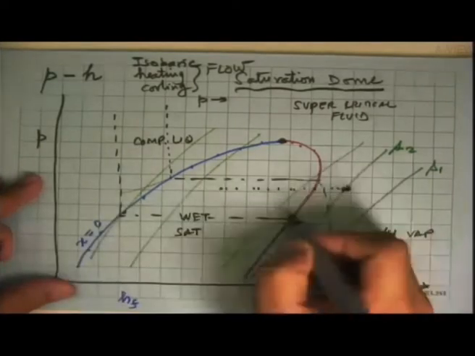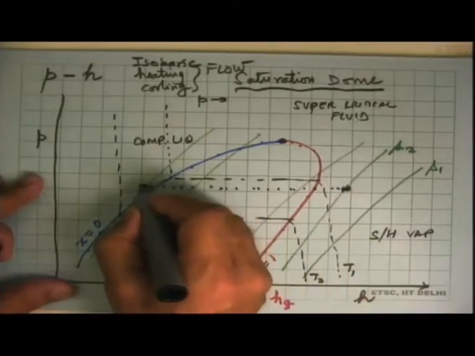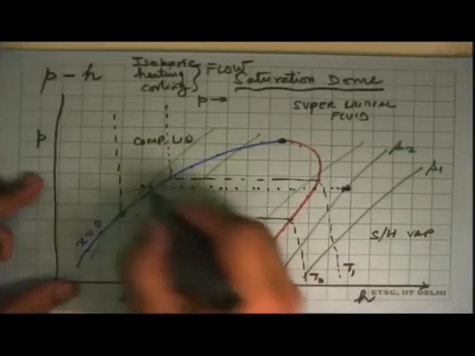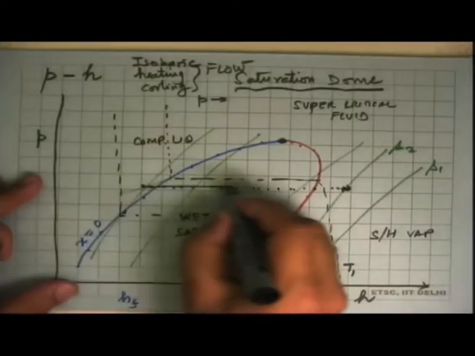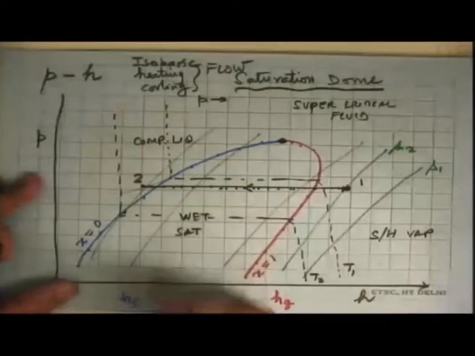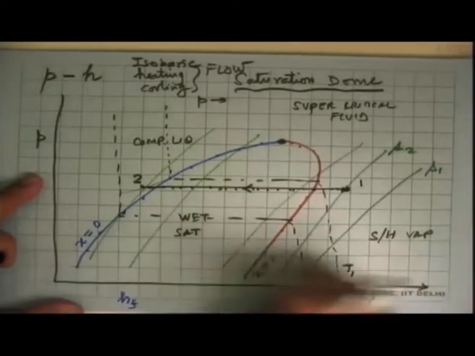At some point it becomes a saturated vapor. We continue cooling it, and at some point we say, okay, enough cooling is done, and this is our exit state. So this line, this 1 to 2, is your ideal condensation process in the air conditioner.